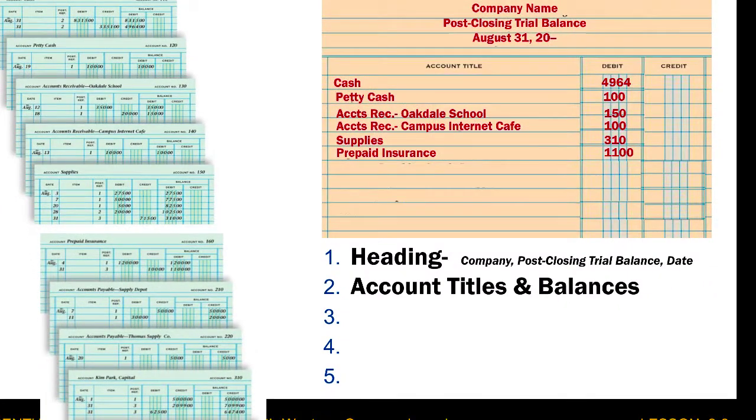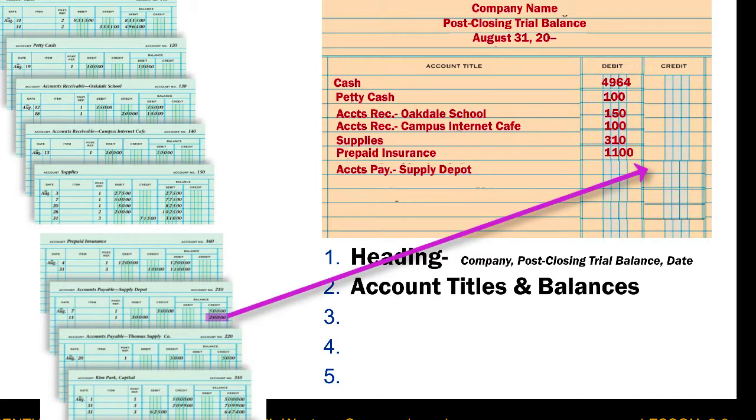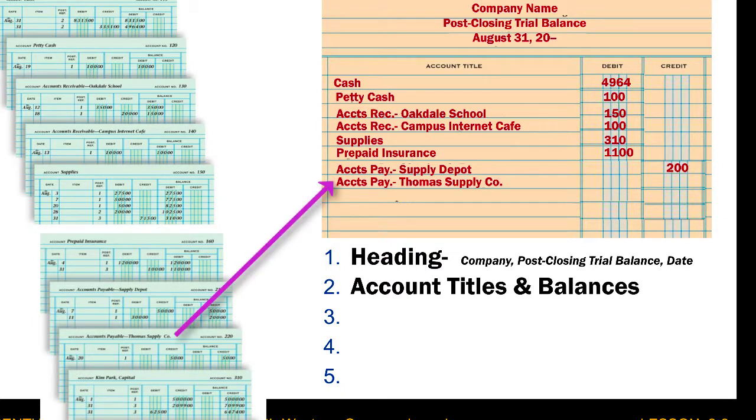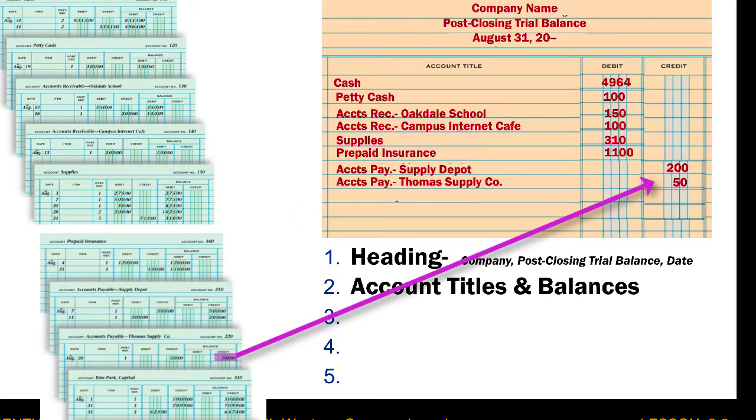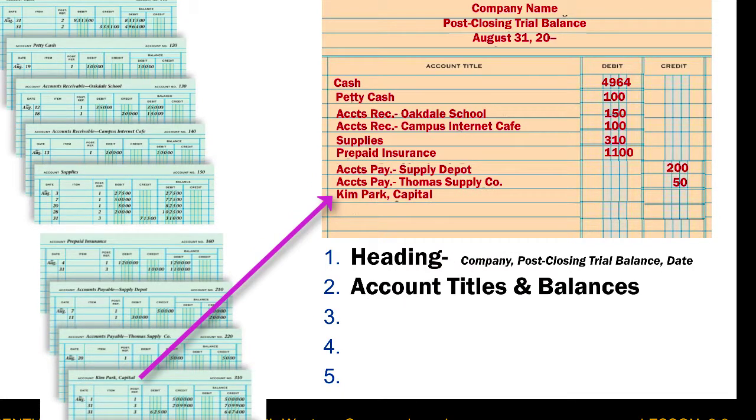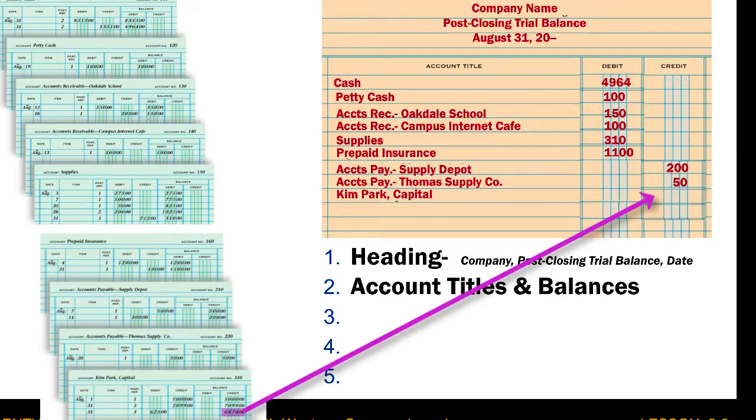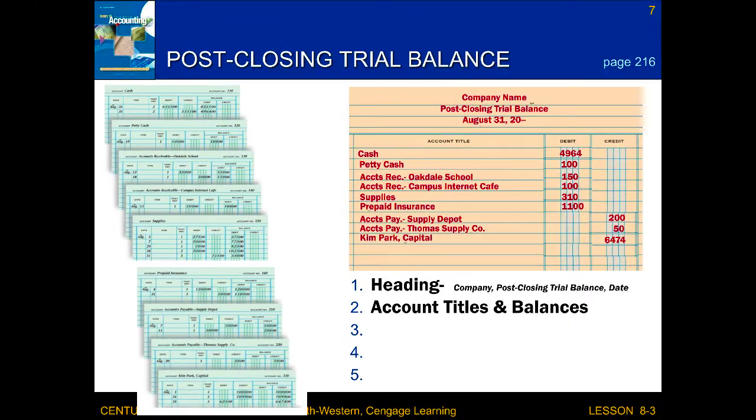I'm going to move on to my liability accounts, which is accounts payable. And that has a balance. Notice we're switching over here to the credit column. So I'm going to credit 200. Then I have another accounts payable, Thomas Supplies, which is only a credit of 50. And then I have Kim Park, Capital, which is a credit of 6,474.